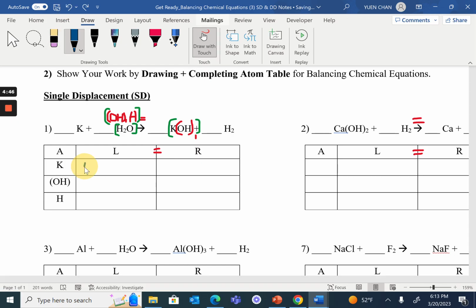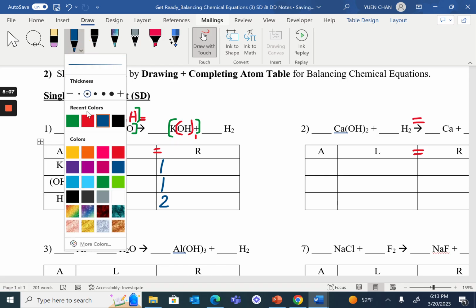So I got 1K on the left, 1 OH on the left, and then 1 H on the left. On the right-hand side, I also get 1K, 1 OH, but this time I get 2H. All right. So the first thing you want to do is to balance.